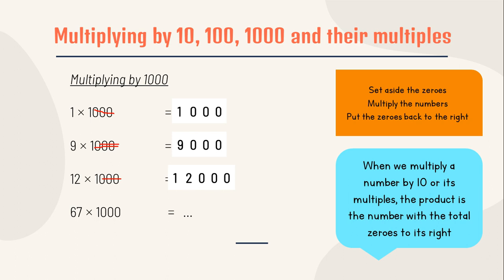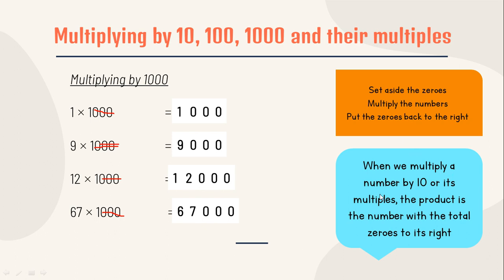Now 67 times 1,000. Once again, set aside the zeros. So what number we have here? 67 times 1 equals 67. After that, we have the zeros. Put the zeros back to the right. How many zeros we have? 3 zeros. So that's it. 67 times 1,000 equals 67,000. So this fact is correct.